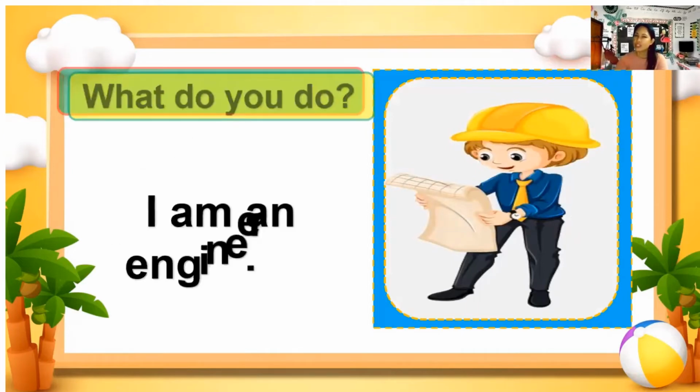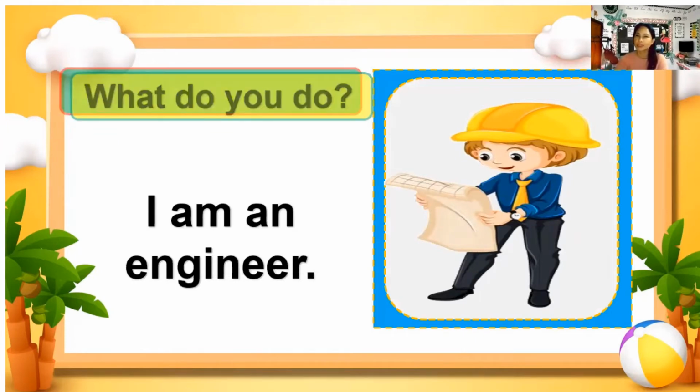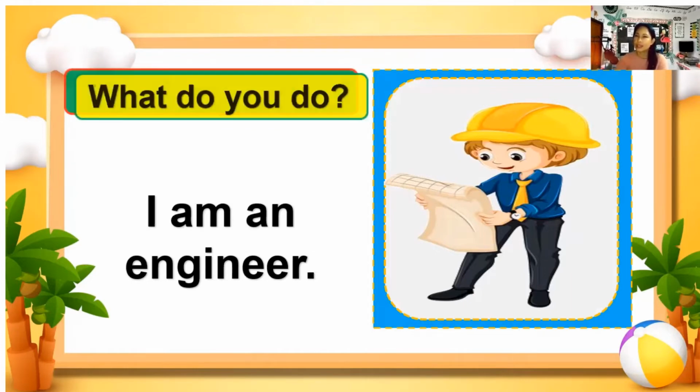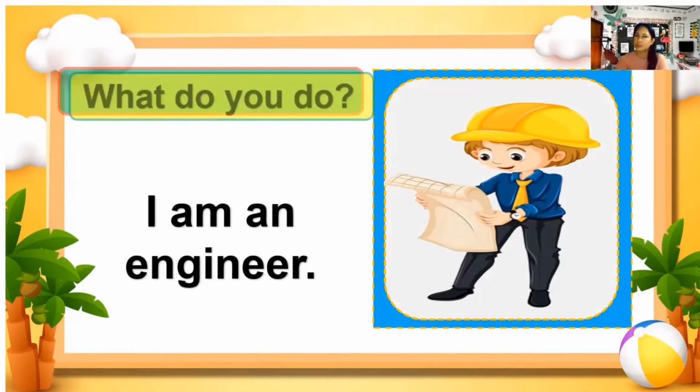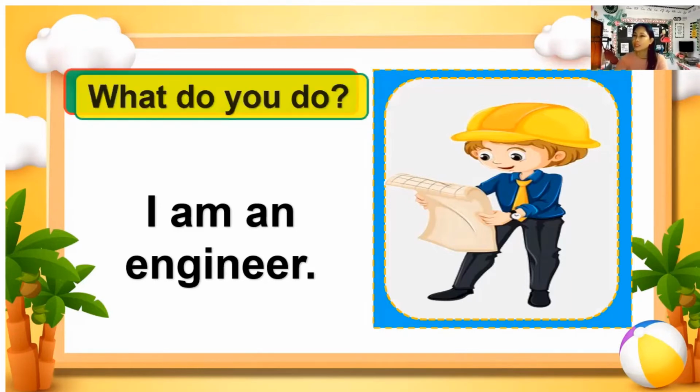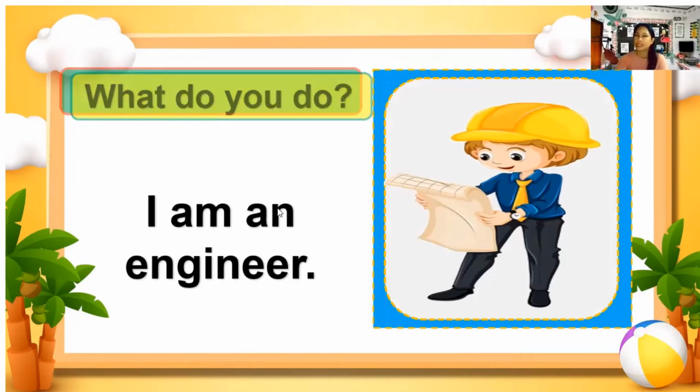I am an engineer. Okay, here, let me stop for a while and explain something. So usually we say a doctor, a teacher, a chef, a soldier. But here we will not say a, right? We're going to say an. Okay. So here, we call that in English, article. Article A or AN. Because the word engineer starts with the letter E, we're going to use the article AN. If the word starts with A, E, I, O, U, we use the article AN.